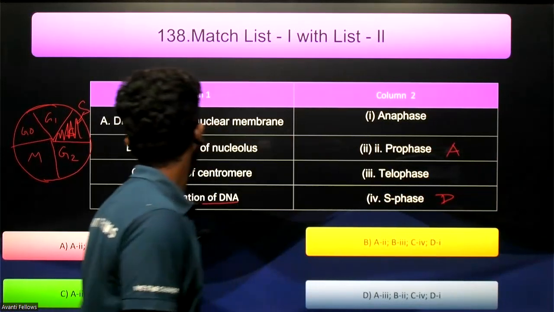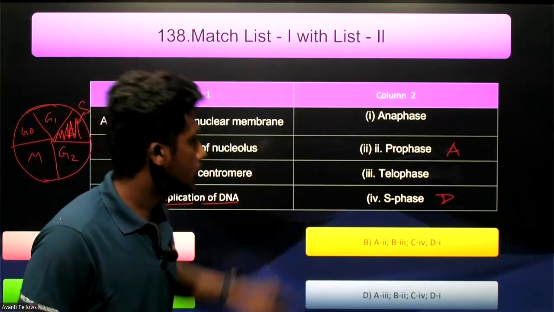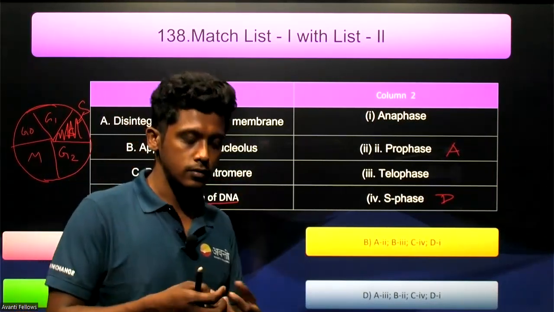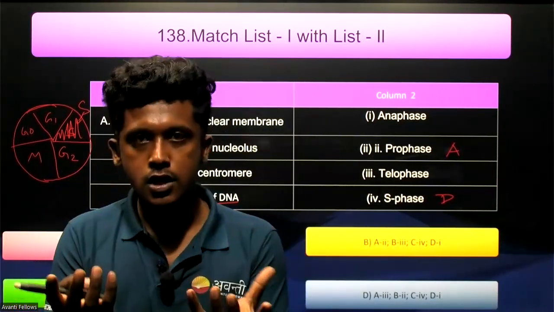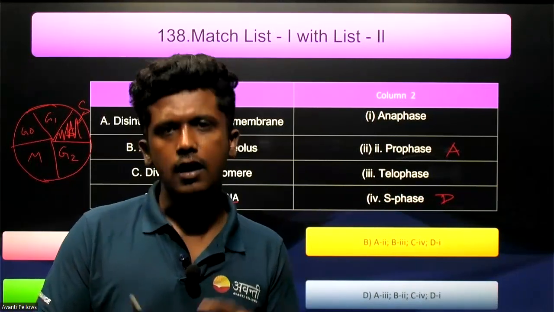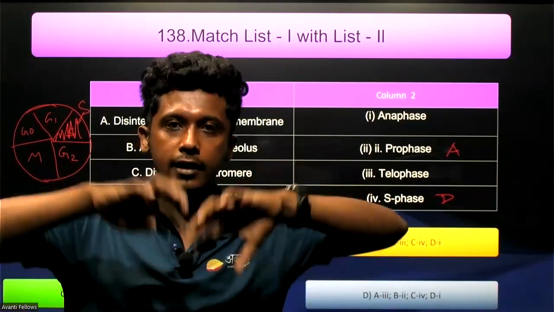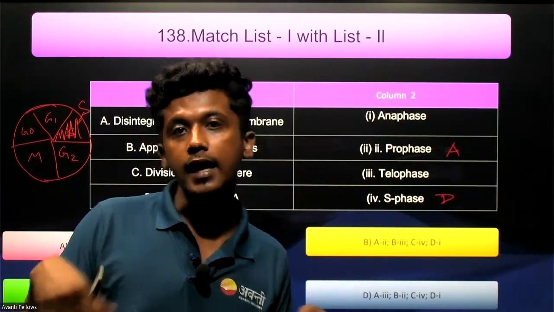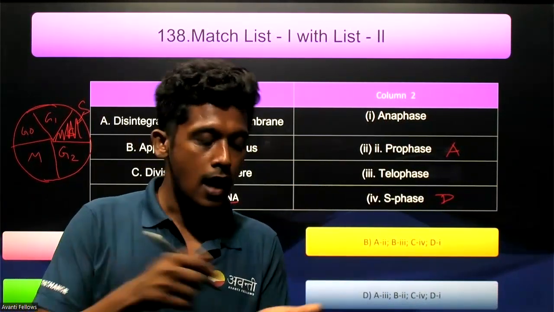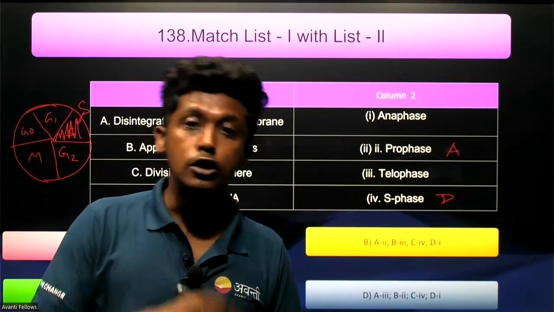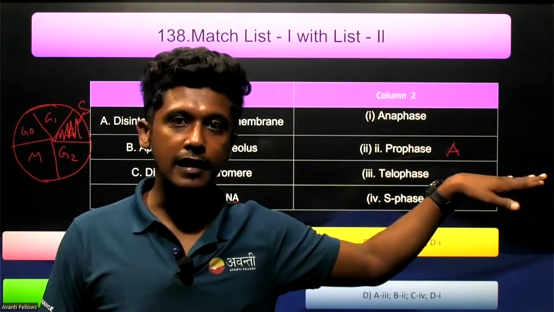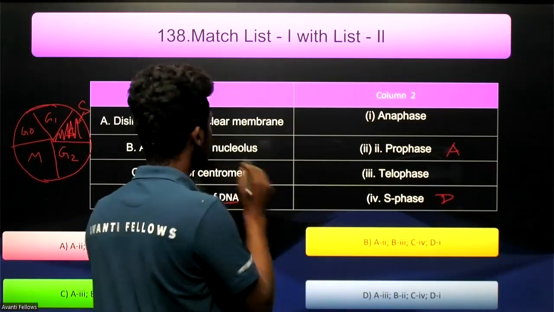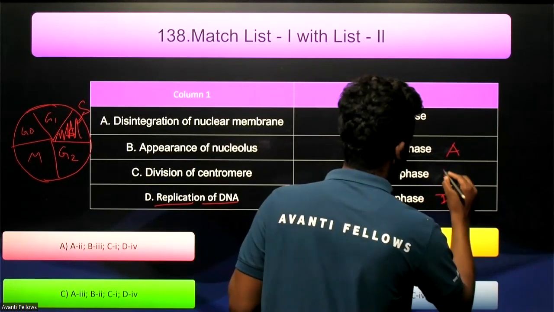Okay. Next one, appearance of nucleolus. See, the nucleolus disappears, the chromatin material gets condensed, and finally they get separated and go to the daughter cells. And what happens when they go to the daughter cells? Again, decondensation happens and the nuclear membrane appears. So this has to be the last phase of cell division. Which is the last phase? Telophase. So we'll write appearance of nucleolus happens at telophase.